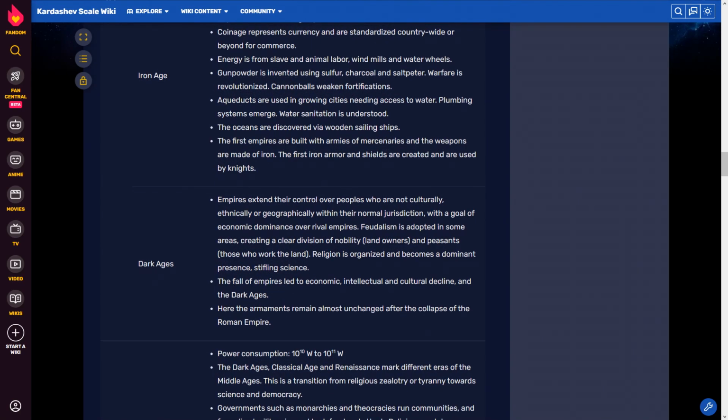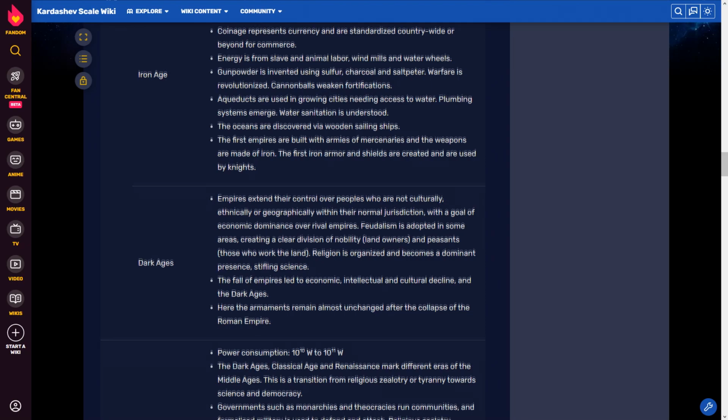Energy is from slave and animal labor, windmills, and water wheels. Gunpowder is invented using sulfur, charcoal, and saltpeter. Warfare is revolutionized. Cannonballs weaken fortifications, as they do. Aqueducts are used in growing cities needing access to water. Plumbing systems emerge. Water sanitation is understood.